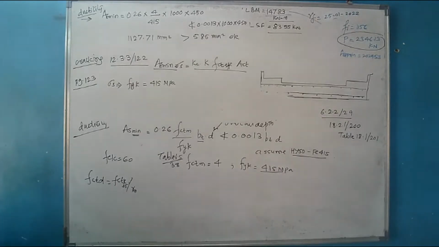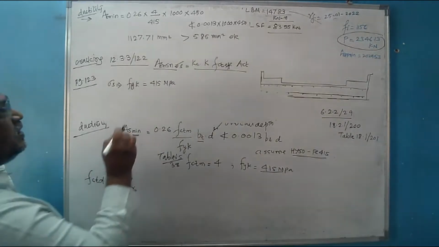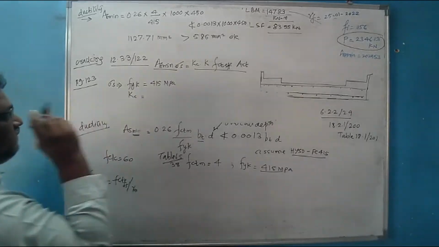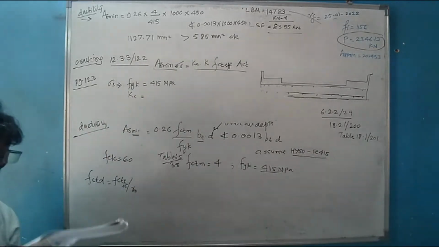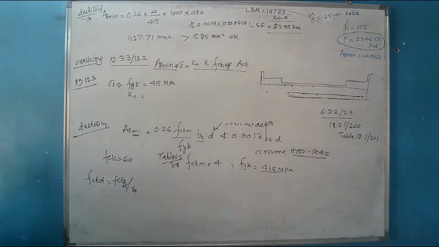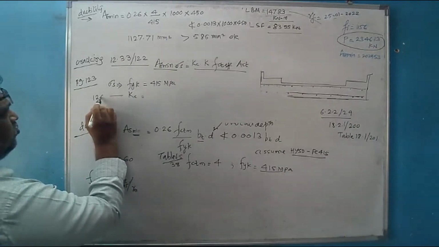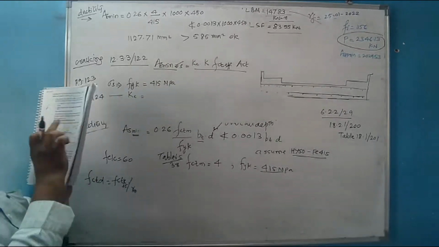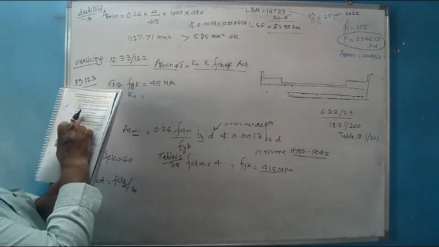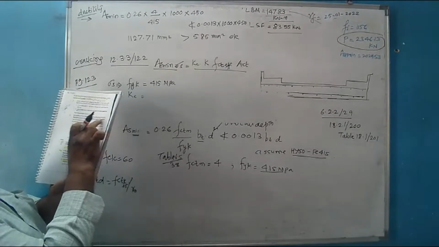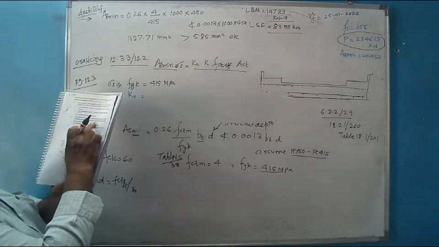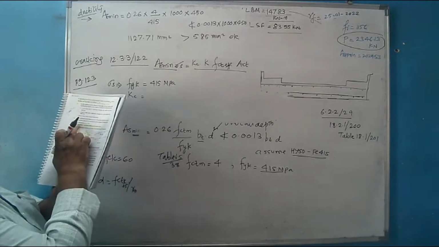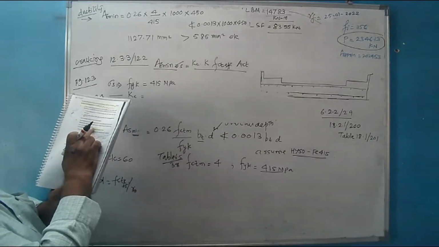What is next now? Kc, k, we need all of these. Okay, what is Kc? Where is it defined? Kc is defined on page number 124. What is it? It is a coefficient which takes into account the stress distribution within the section just prior to the cracking and the change of the lever arm. When it is a pure tension member, Kc is equal to 1.